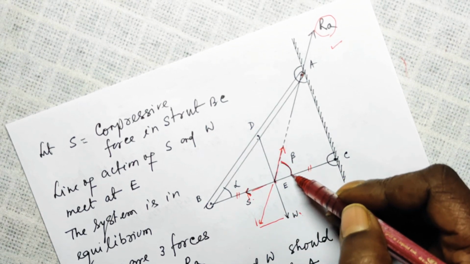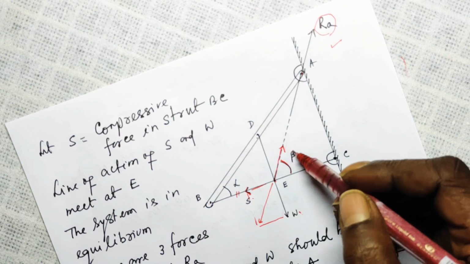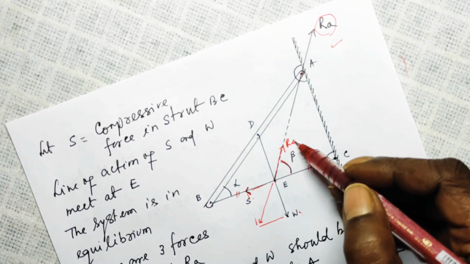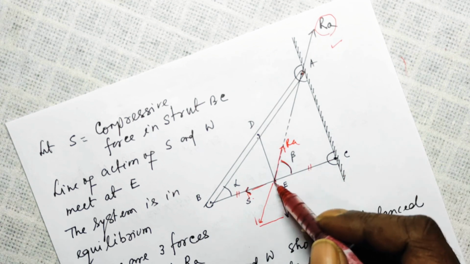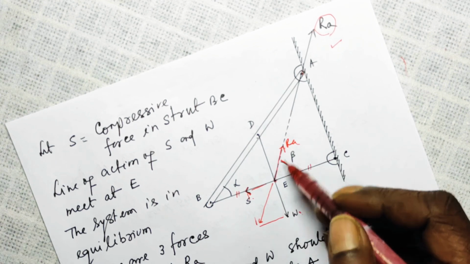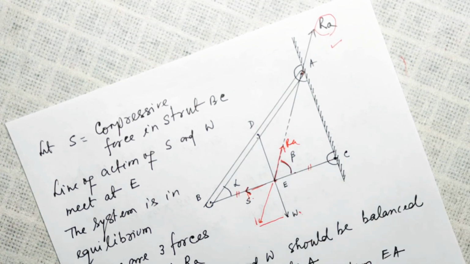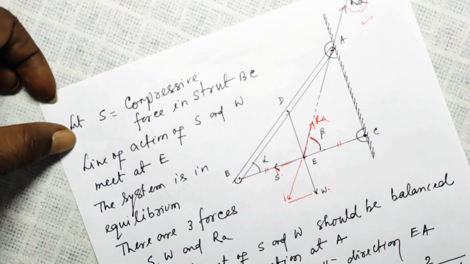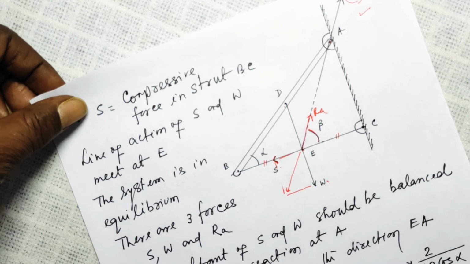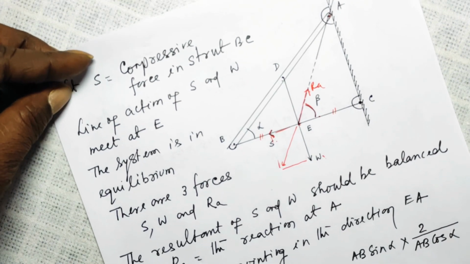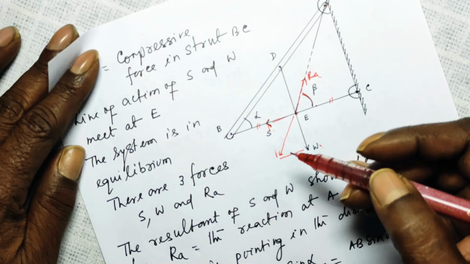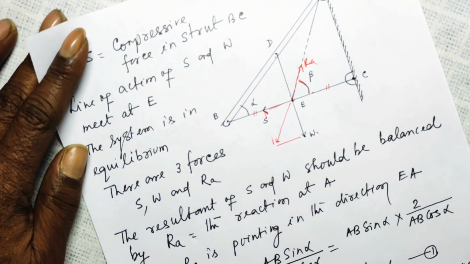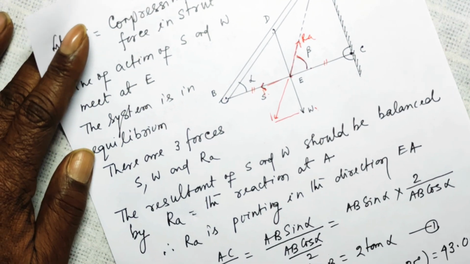So let this angle be beta. We need to find beta, then only we will be able to find the component of RA along the x-axis and the component of RA along the y-axis. So we have to find beta first. Let S be the compressive force in the strut BC. The lines of action of S and W meet at E, which I just explained. The system is in equilibrium. There are three forces, S, W and RA.